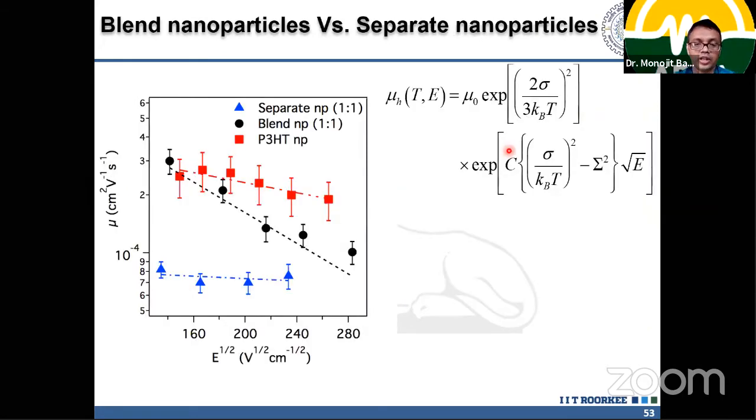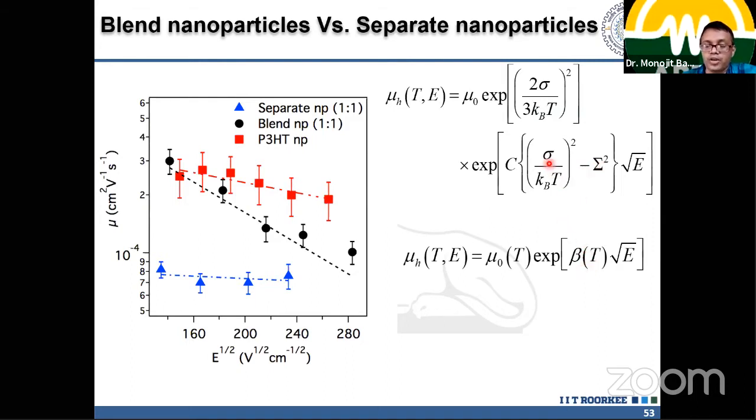Now, to look more into the device aspect, we did some time of flight mobility measurement for separate nanoparticles. They're much lower. Then we have only P3ST nanoparticles, that's somewhere here. And then we have the blend nanoparticles, which behave something like this. If you look at the field dependent behavior, it decreases. And from the mobility theoretical calculations, you can say this behavior comes from two parameters: one is the energetic disorder, and one is the positional disorder. This is the energetic disorder parameter, this is the positional disorder parameter, and the relative strength of energetic to positional disorder matters. If we have strong positional disorder, you basically have negative field dependence, and that is what we have observed here. So this beta is basically this, and whether it is negative or positive plays a big role in how the field dependent behavior looks.